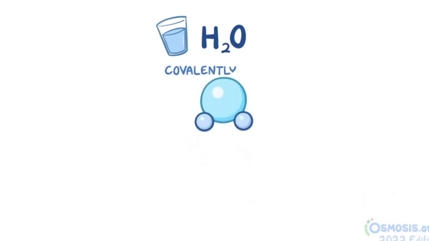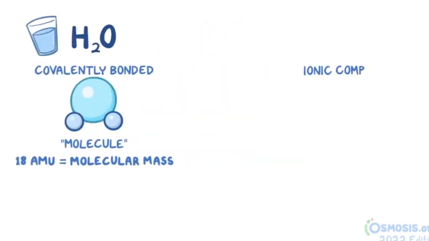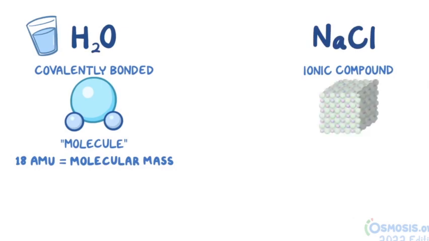H2O is a covalently bonded compound, so we can call it a molecule. Therefore, we can say that 18 AMU is the molecular mass of water, or equivalently, the mass of one molecule of water. But when there's an ionic compound like sodium chloride, NaCl, we can't use the word molecule, so we call the weight in AMU the formula weight of NaCl. But the calculation is done the exact same way.